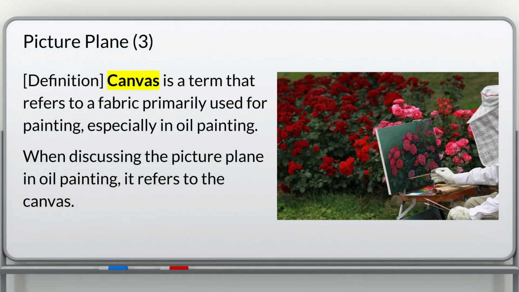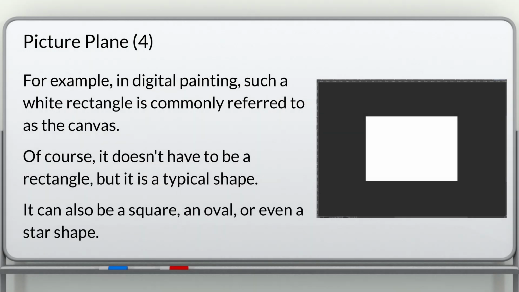Canvas is a term that refers to a fabric primarily used for painting, especially in oil painting. When discussing the picture plane in oil painting, it refers to the canvas. For example, in digital painting, such a white rectangle is commonly referred to as the canvas. Of course, it doesn't have to be a rectangle, but it is a typical shape. It can also be a square, an oval, or even a star shape.